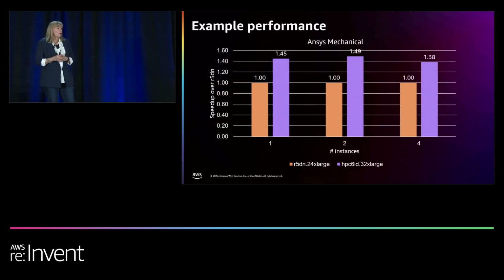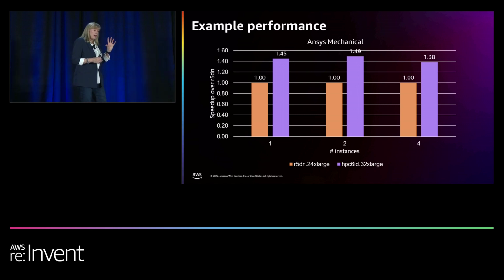So I have an example here of some performance that we're seeing with HPC 6ID. This is a code, ANSYS Mechanical. It is used for structural engineering. The speed up here, we're comparing the HPC 6ID with a previous similar Intel instance. The R5DN is a Skylake-based instance. It does have a lower core count. It is a 48 core versus the 64 core count. But it has the same network.